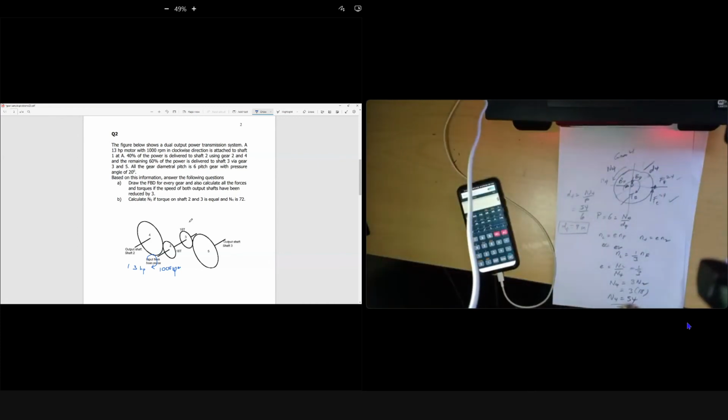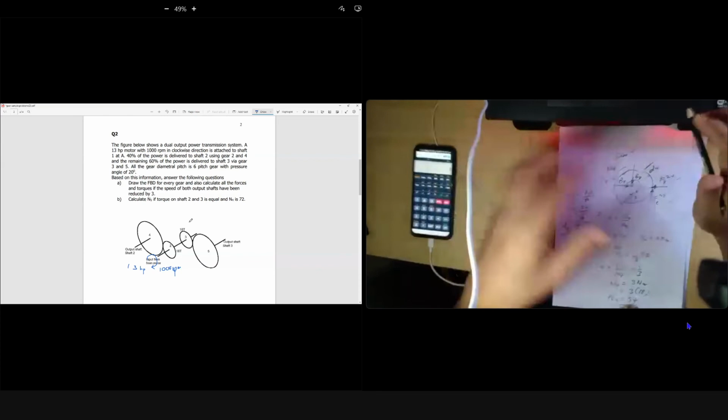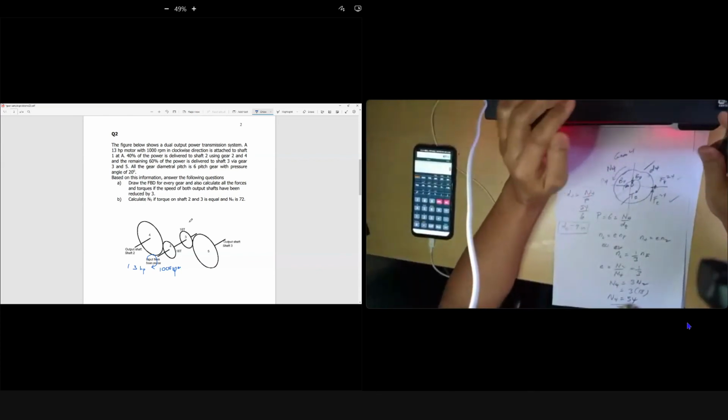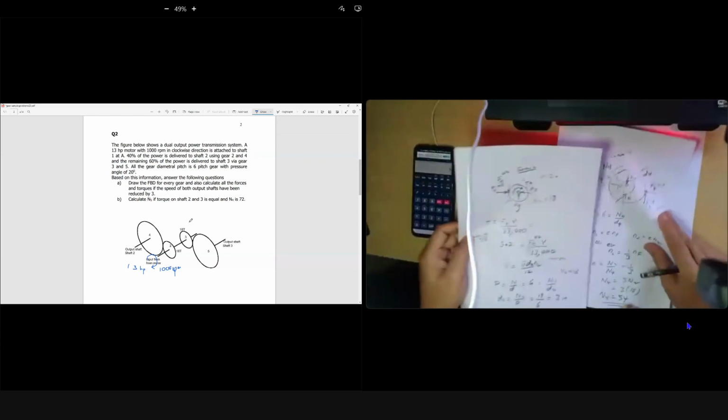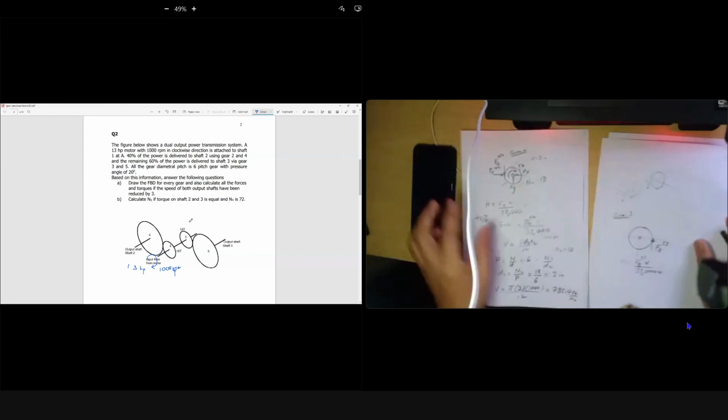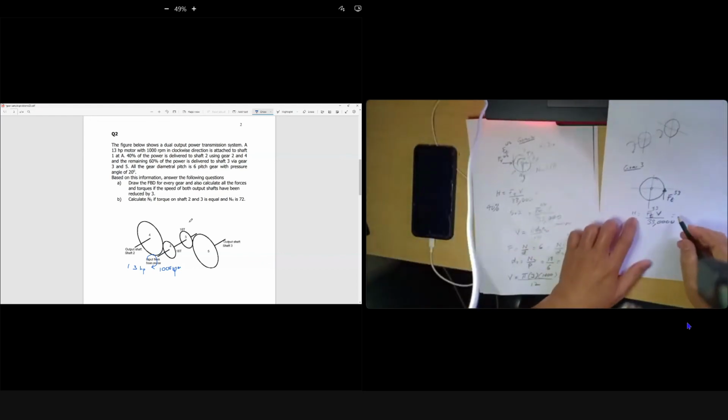Sometimes the question is tricky, so you must check and calculate carefully. It says reduce by 3, so we can get N4. Okay, about gear 5 just now. Okay, gear 3 and about gear 3, gear 3 at the back. Okay, power.